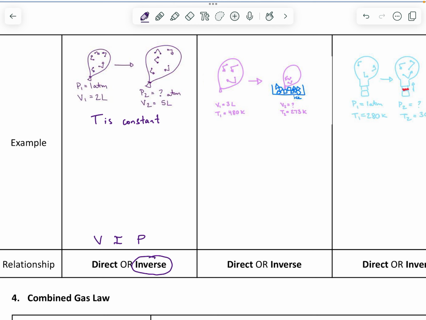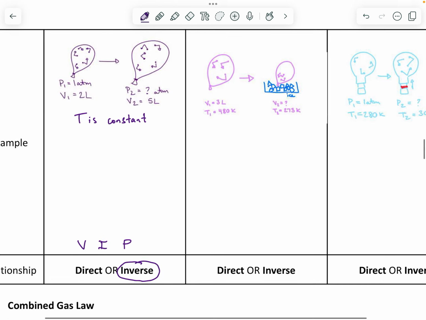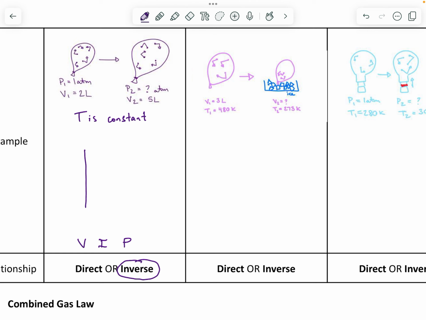What does that look like graphing? Based off of our graphing worksheet, we can see that an inverse relationship would look something like this, where as the x-axis grows in quantity or value magnitude, we see that the y-axis goes down, right? So they do opposite. That's why we identify the inverse relationship as that.